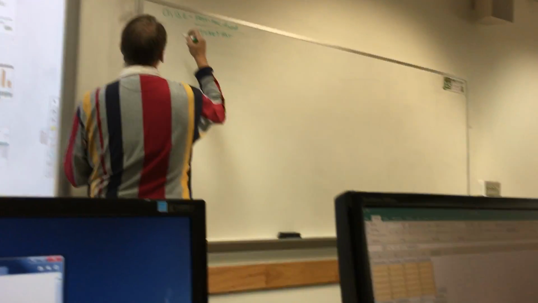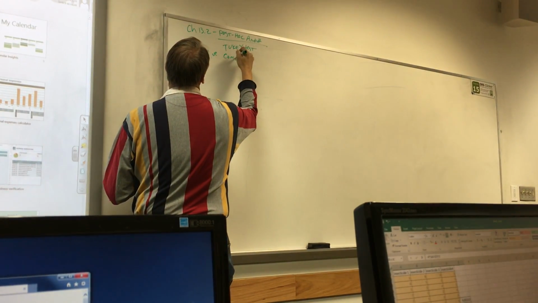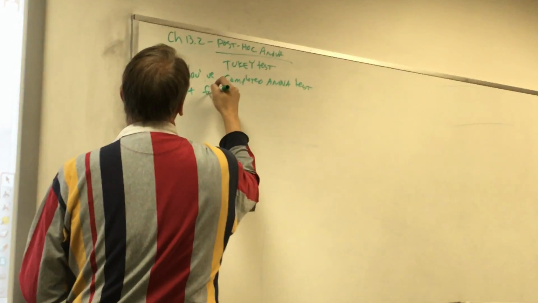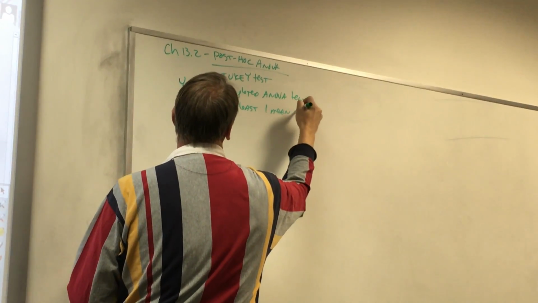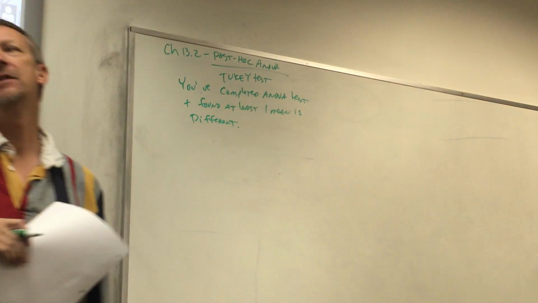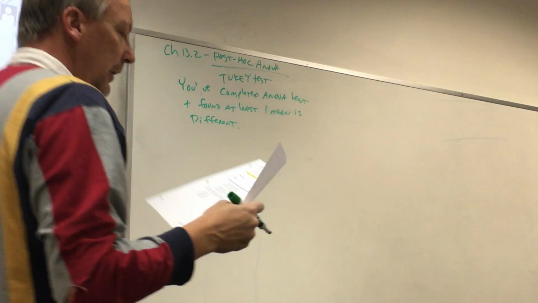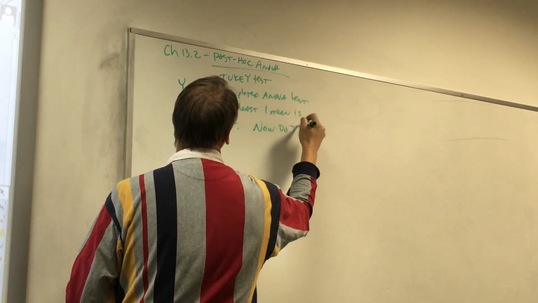So here's the assumption. You've completed the ANOVA test and found at least one mean is different. Okay? So we've done that. So I'm going to just give you guys summary statistics. I'm not going to give you the raw data. But now you want to do the Tukey test.